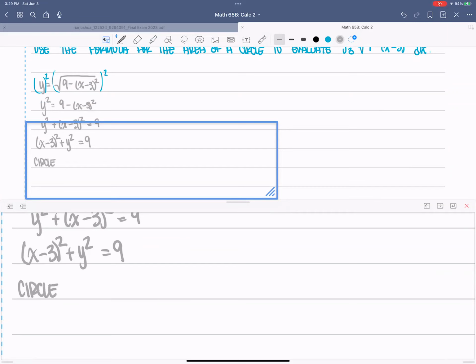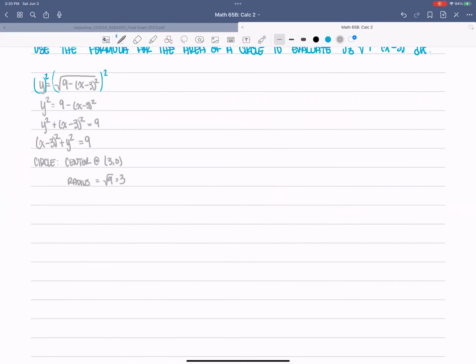So that's a circle centered at, opposite of h and k, so 3, 0. So center at 3, 0, and with a radius. The square root of 9 is 3, so radius equal to 3. All right, so a circle.